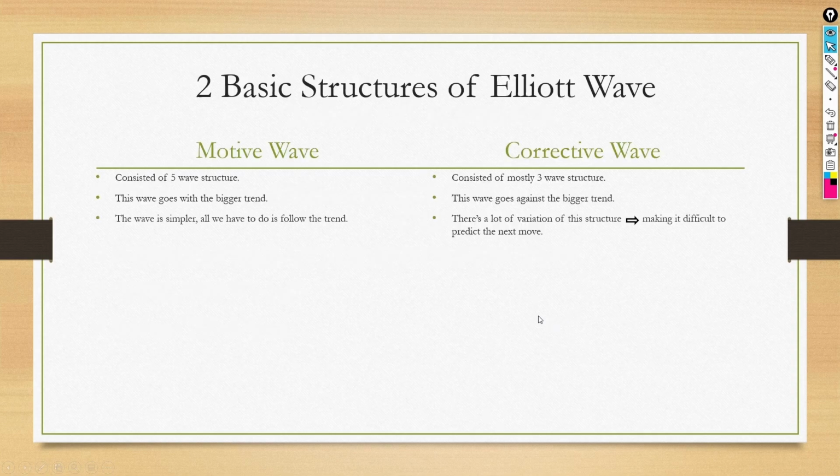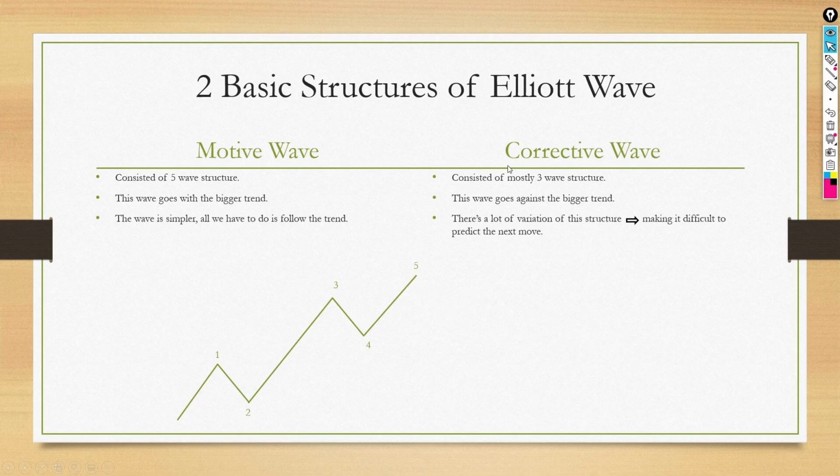First, let's have a look at the two main waves of Elliott wave. Motive wave, or commonly called impulse wave, consists of a five-wave structure like this: 1, 2, 3, 4, and 5. Now this wave goes with the bigger trend, and the wave is very simple because all we have to do is follow the trend to make some profit.